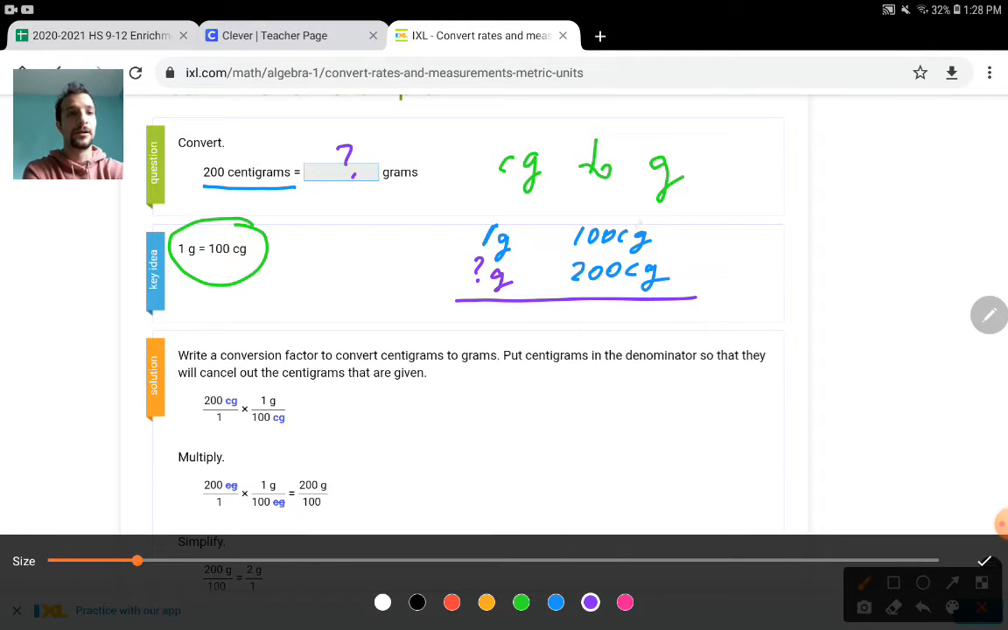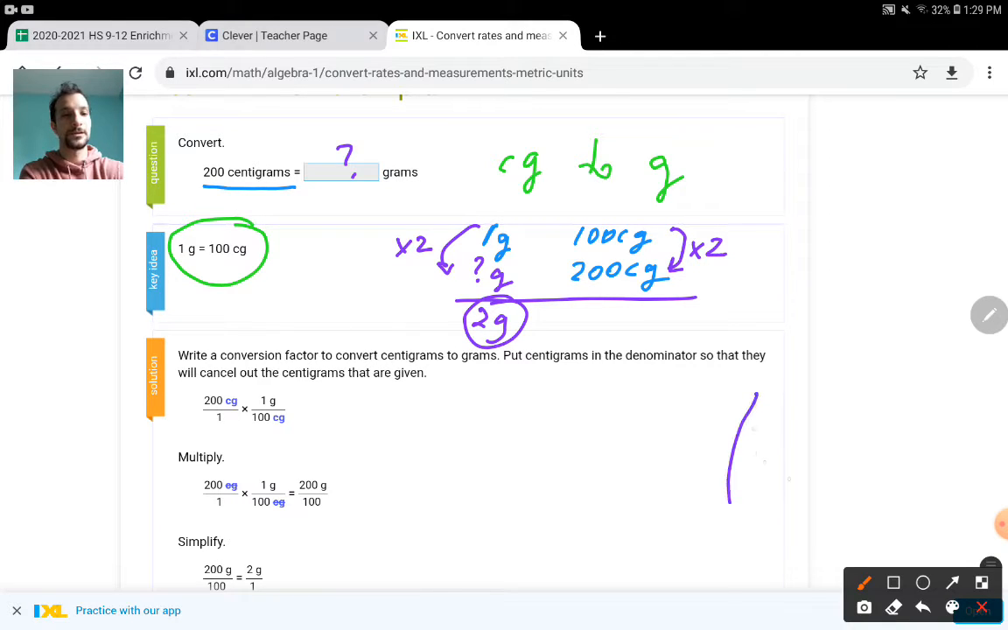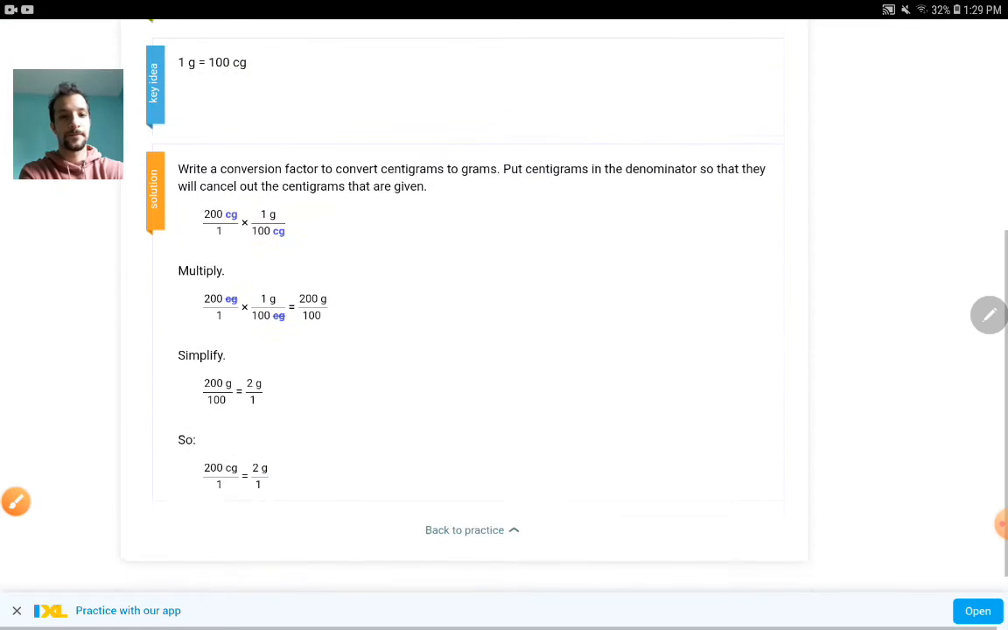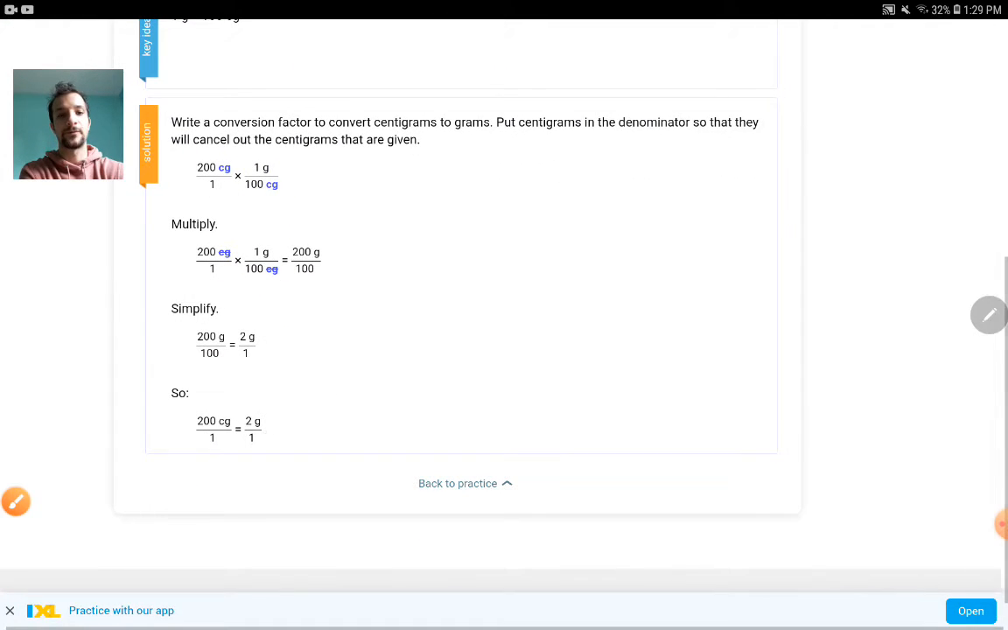That's not a problem. The pattern between these two, from 100 to 200, is times 2. And remember, we are always looking for multiplication or division. Since this is times 2, I would need 1 times 2, which is 2 grams. The answer should be 2 grams. Let's scroll down and see what it is. Yep, they have 2 grams over here.